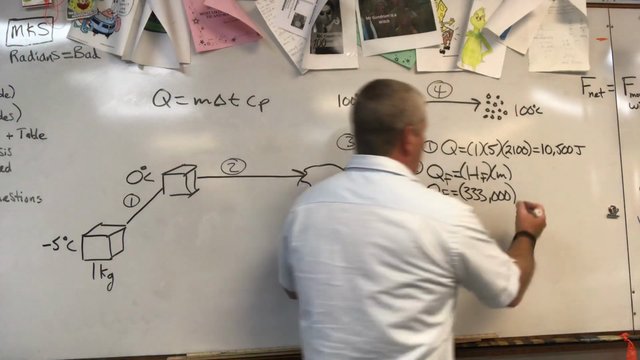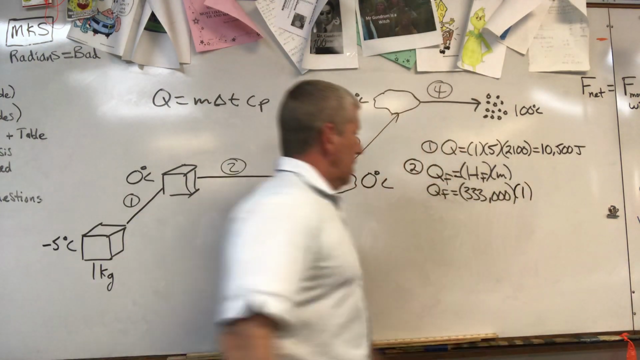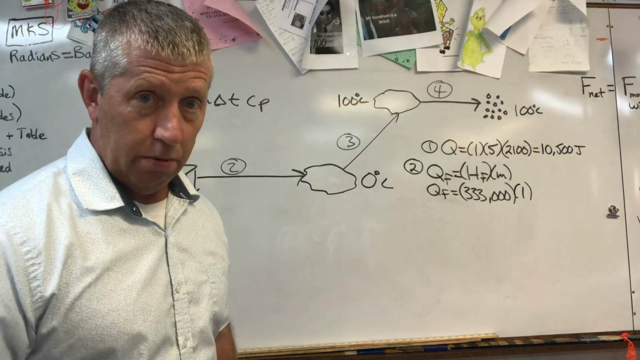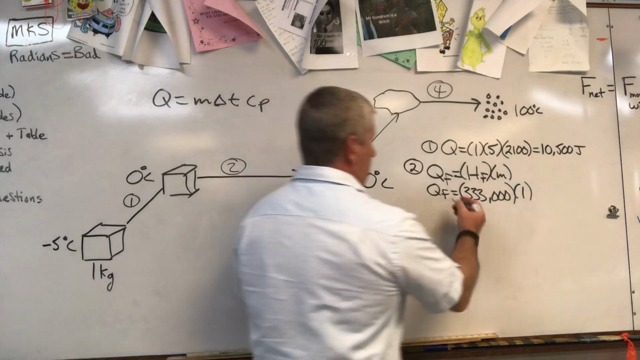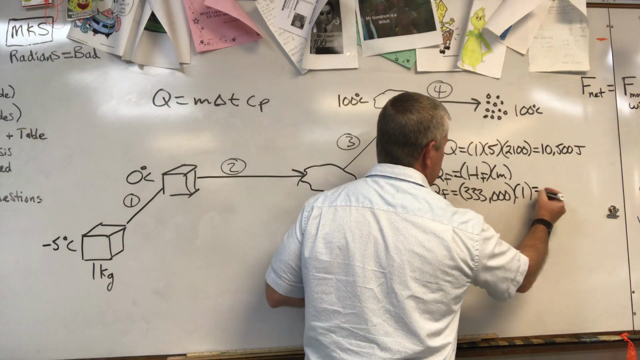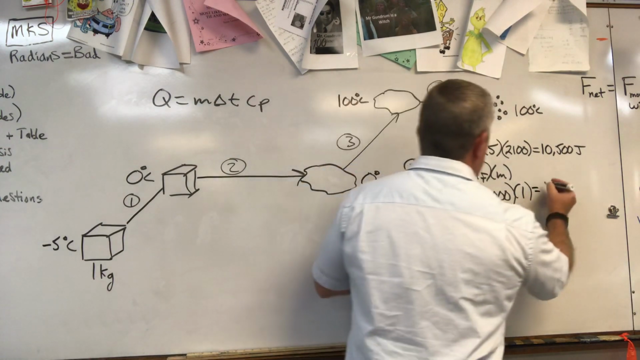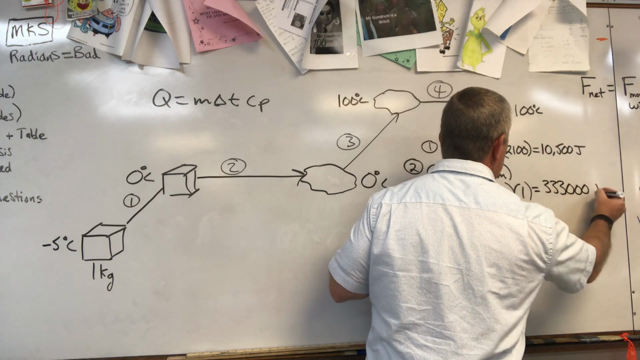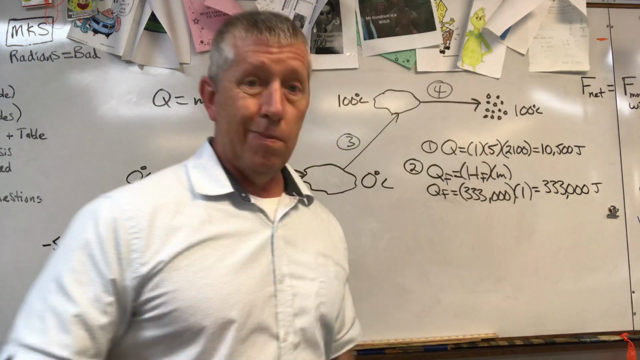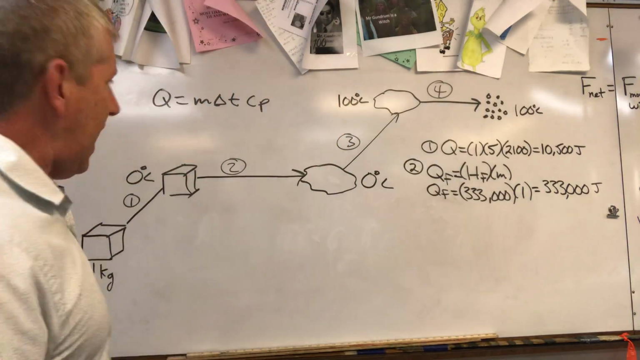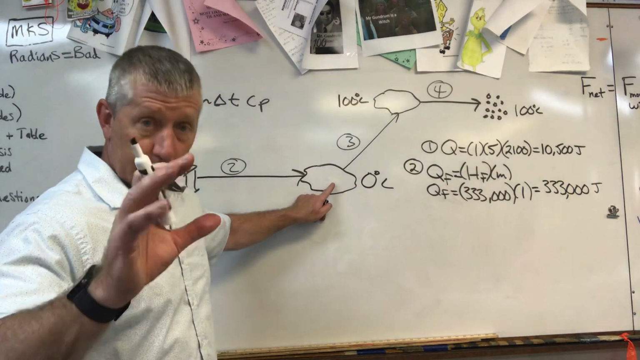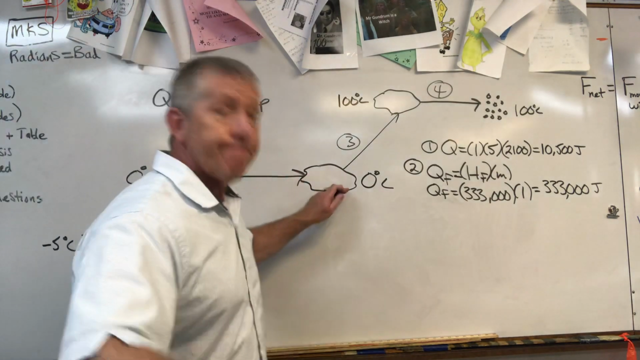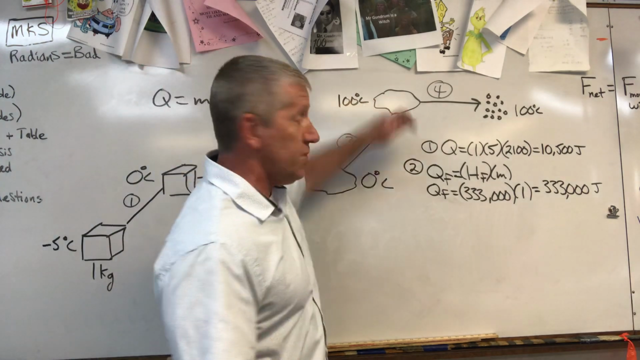Okay. So 1. All right. Do the math. Anybody got a calculator? Get the answer. All right. That's going to be 3, 3, 3, 0, 0, 0 joules. Nice. All right. So now we've got our water because we just melted the ice. We got the ice up to melting temperature. We melted it. Now we're going to get it up to the boiling temperature, step 3.